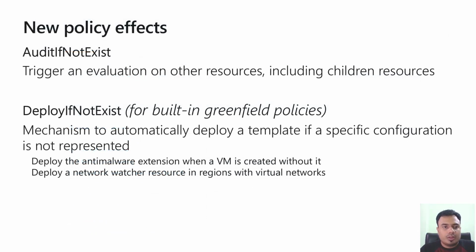Now, these two policy effects which we saw in an earlier slide: audit if not exist triggers an evaluation on the resources, also on the child resources, and it will audit them, list them, and log them, and you can also have alerts on top of it. Deploy if not exist is basically a mechanism to automatically deploy a sub-template along with your original template. For example, you want to deploy an anti-malware extension whenever you create a VM, or you want to have network watcher resources whenever you create a virtual network.